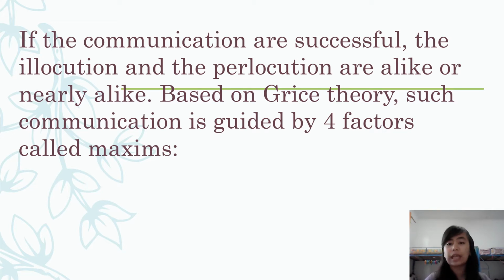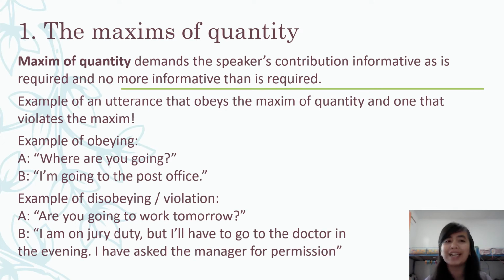Based on Grice's theory, such communication is guided by four factors called maxims. The first one is the maxim of quantity. The maxim of quantity demands that the speaker's contribution be as informative as required and no more informative than is required. In the first example of obeying, A asks, where are you going? B answers, I'm going to the post office.